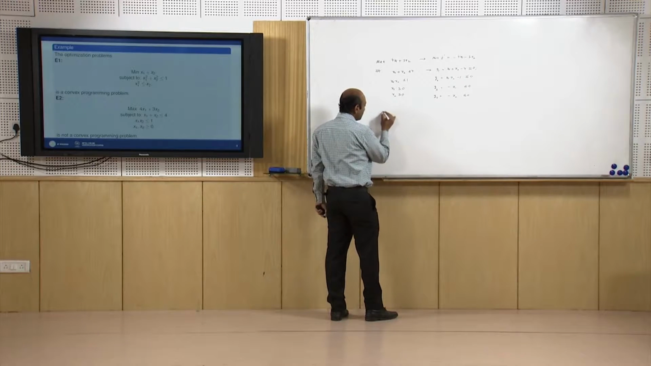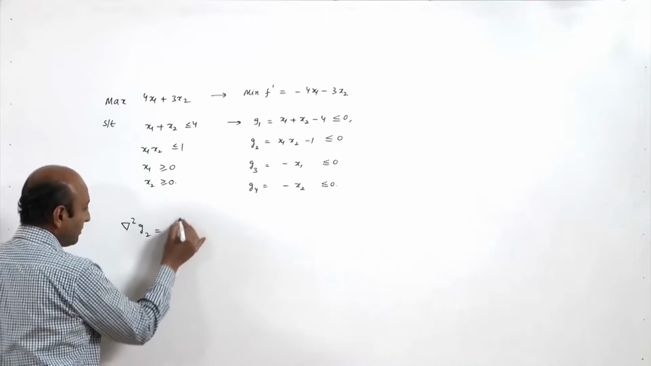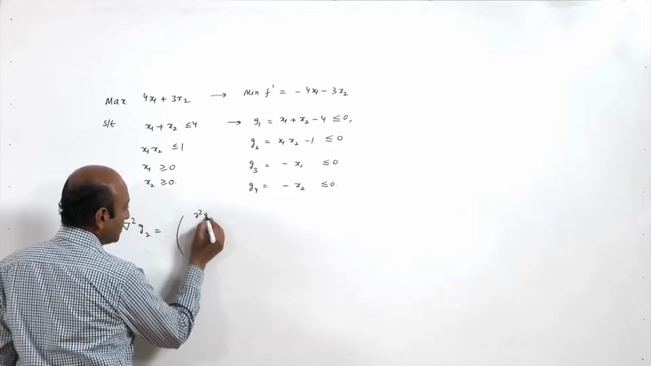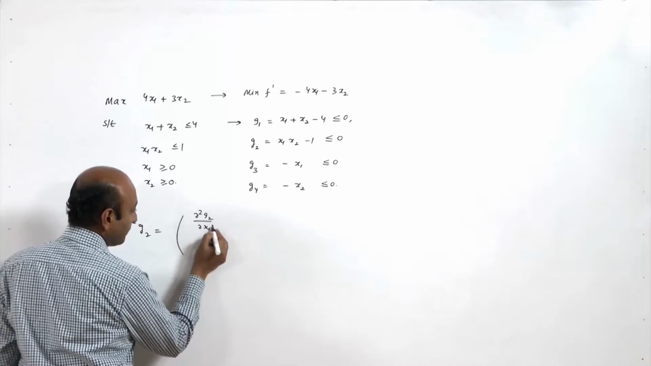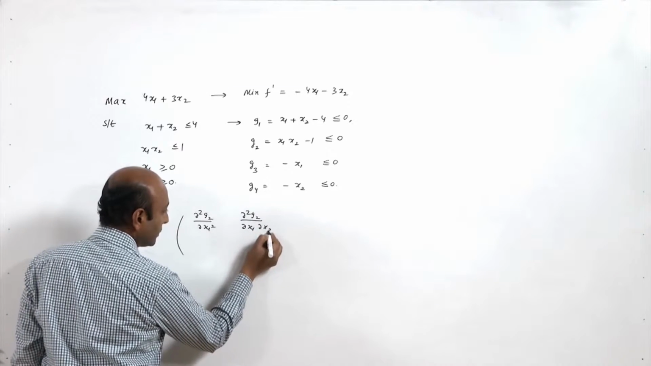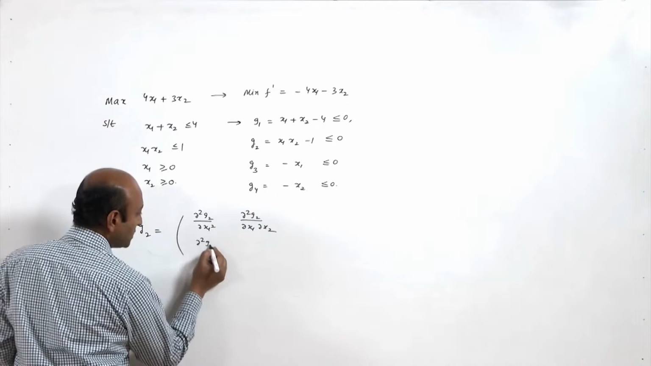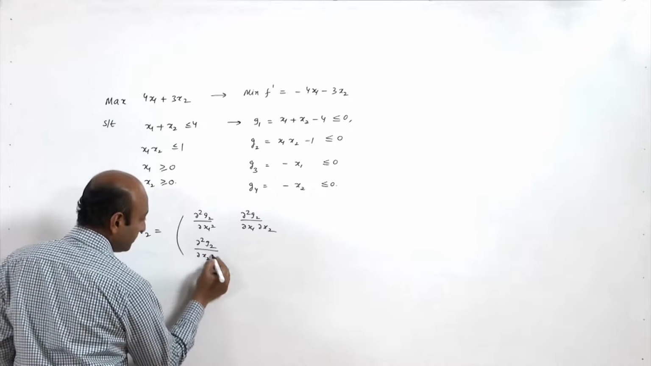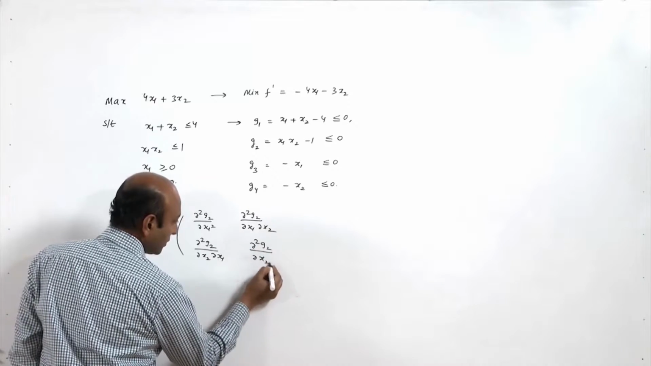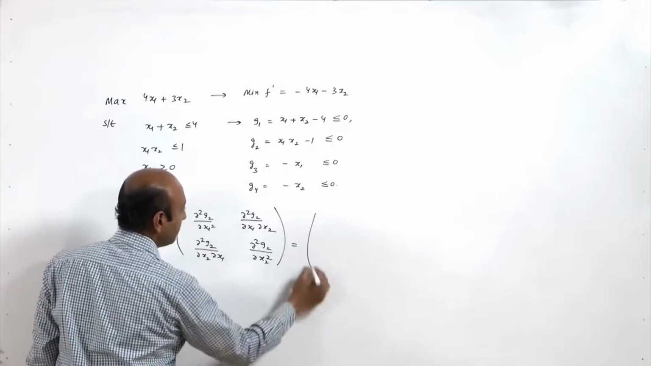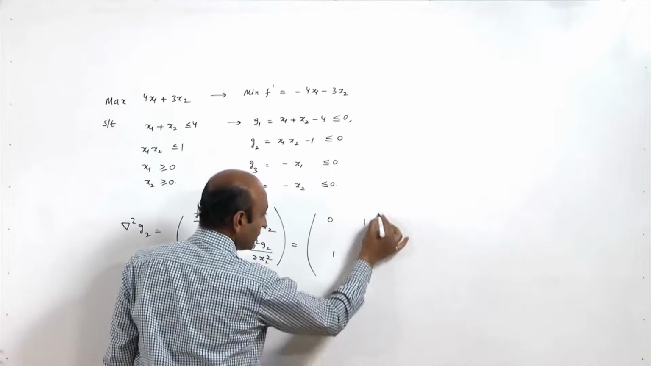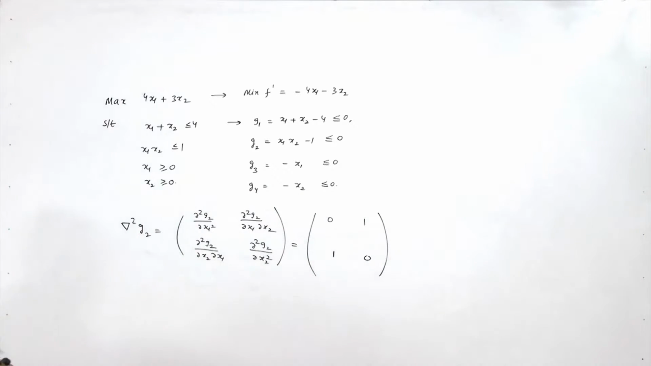What will be the Hessian matrix of G2? The Hessian matrix of G2 will be del square G2 of del x1 square, del square G2 of del x1 del x2. It involves only two variables, hence only a 2 cross 2 matrix will be there. So, the Hessian matrix is 0, 1, 1 and 0. So, this will be the Hessian matrix with respect to G2.